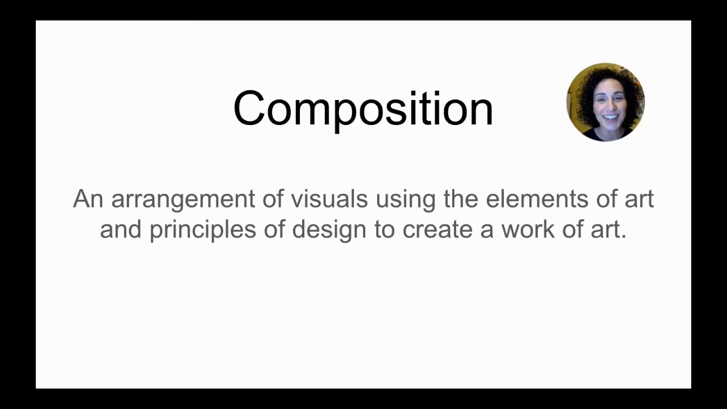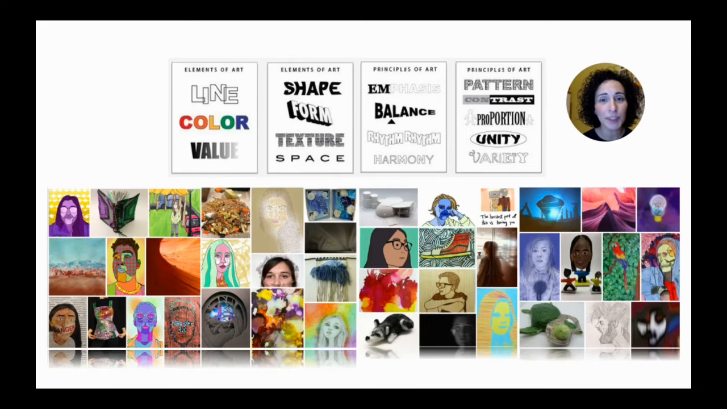Hello, I am here today to talk to you about composition. Composition is a term that we use to describe what we see in a work of art that is using the elements and principles of art and design. The elements and principles of art and design are the building blocks for the visuals that you see in front of you when you're looking at any piece of artwork.